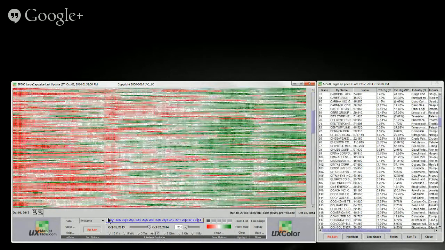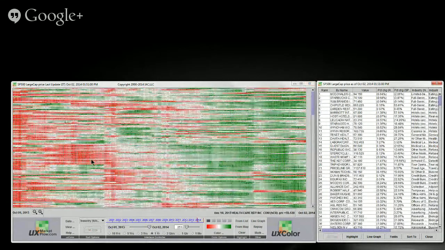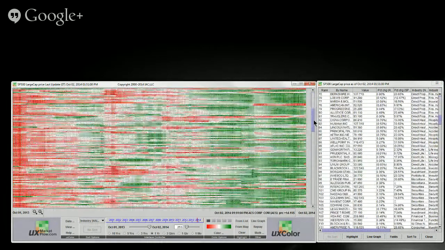I want to show you something else. uxColor creates some new types of knowledge, and one of them is in its horizontal bands. I'm going to sort this by industry. Now we see that horizontal bands have come up, and the horizontal bands here are commonality within industries, and outliers within an industry just come out in the color field. So this industry is real estate lessors, and the trend is pretty much the same except for this, Prologis, and so the outliers in an industry just jump out at you.